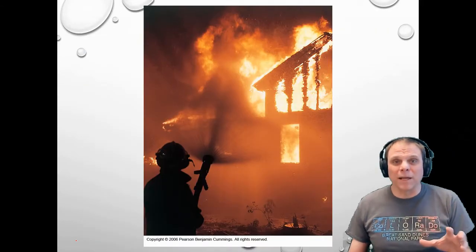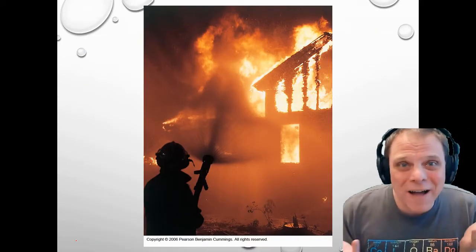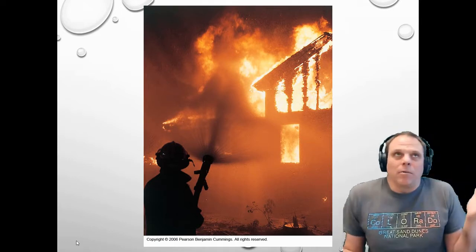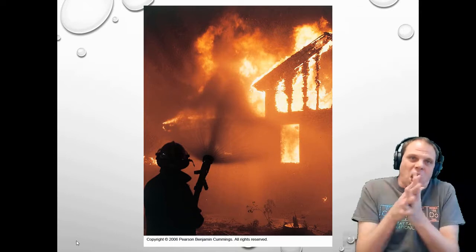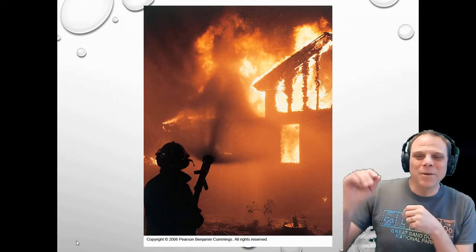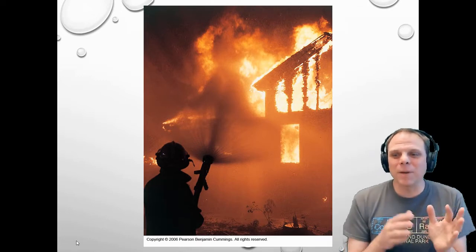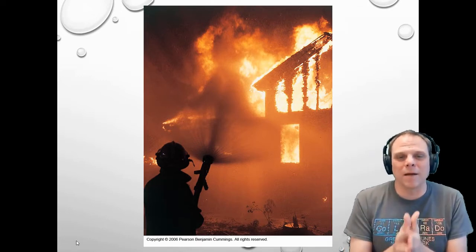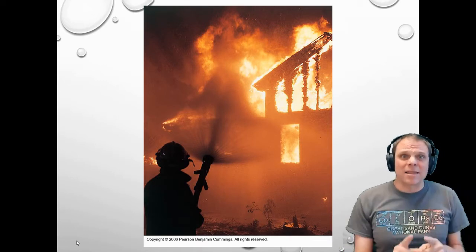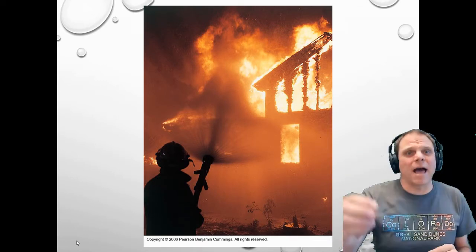And this is what explains why water can put out fires. I love this one, because we always just think water and fire are opposites, and they're going to beat each other up. Well, the reason you are able to put out a fire is because water has a high heat of vaporization. What that means is it takes a lot of energy to get that water to turn from the liquid phase to the gas phase.